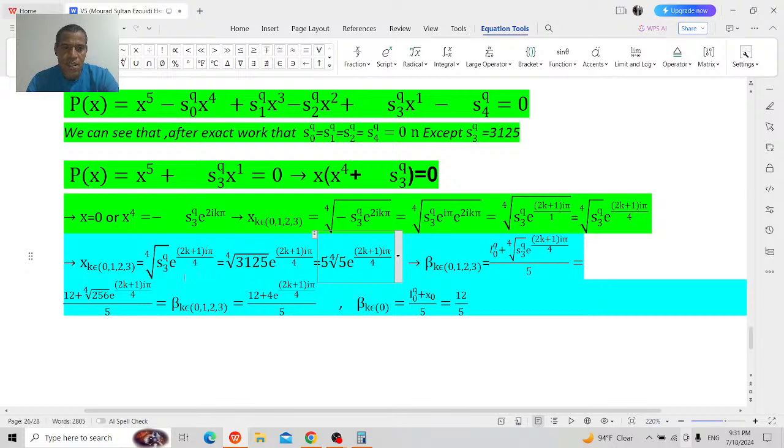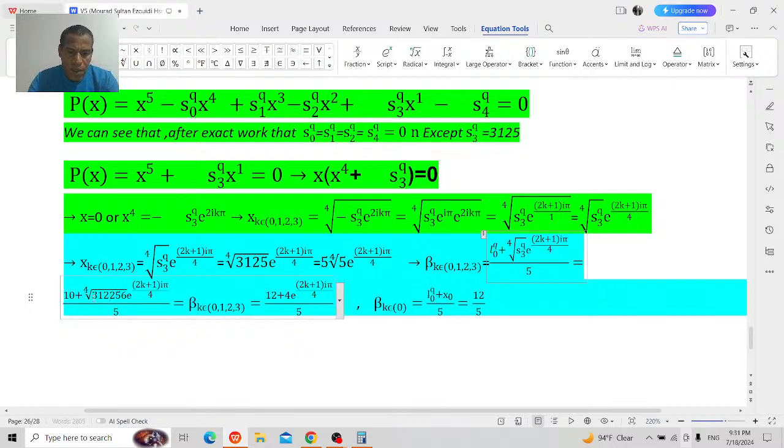Xk tells you that it is the fourth root of 3,125 times exponential of (2k plus 1)i pi over 4. Now I will substitute. So it will be equal to 10, because a0 is 10. This is equal to 3,125. We can leave the answer like that if you like, but I'm going to continue. Divide by 5 because the highest power is 5.